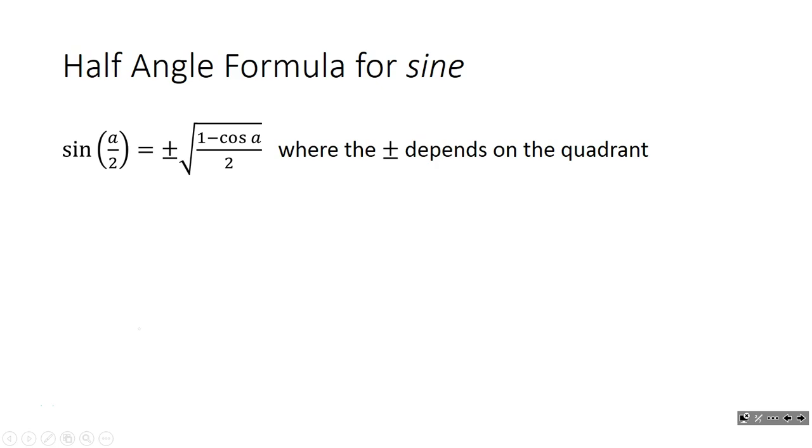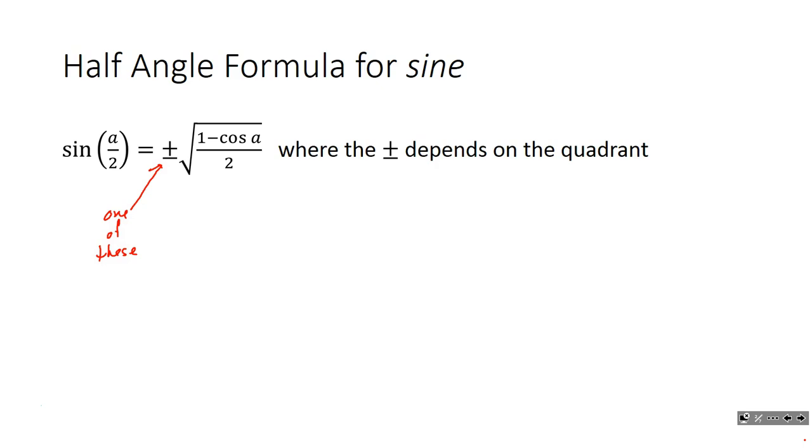As you can see, it says sine of A over 2 equals plus or minus the square root of (1 minus cosine A) over 2, where the plus or minus depends on the quadrant. In other words, very important point here. You know how when you have the quadratic formula and you have that plus or minus, it means that you have two answers? No, you do not have two answers. It will be one of these, and you'll have to analyze the problem based on the quadrant to determine which of the two it will be.